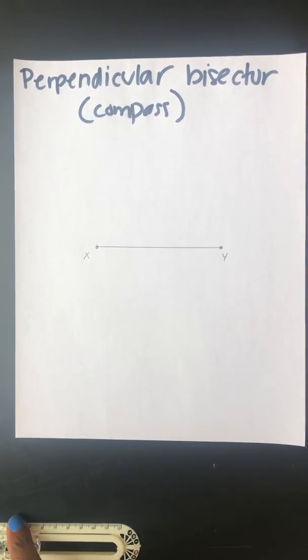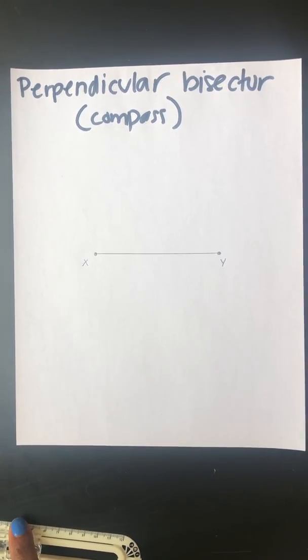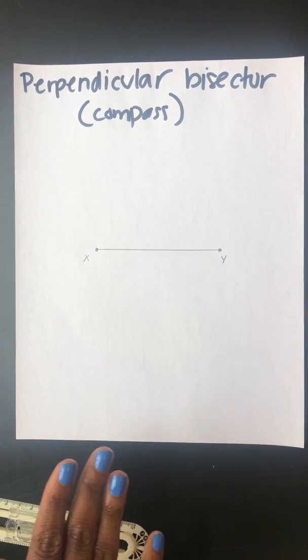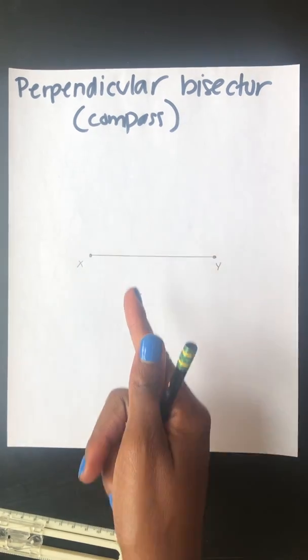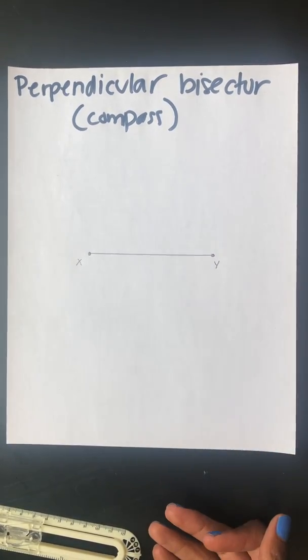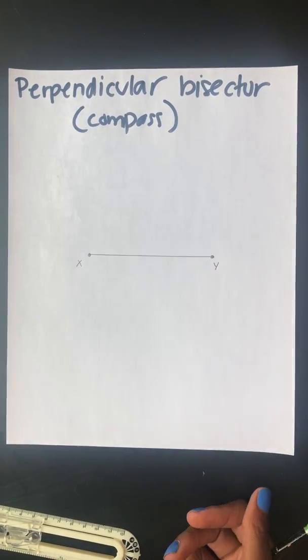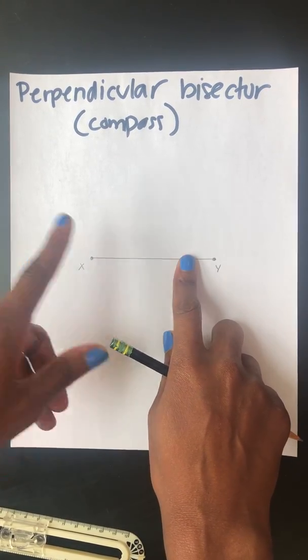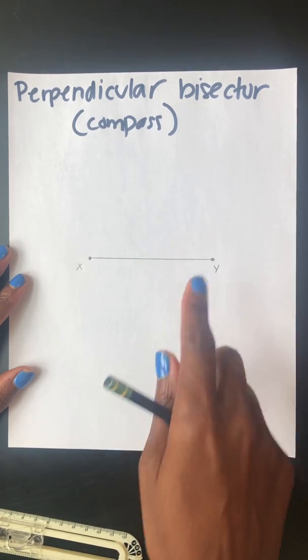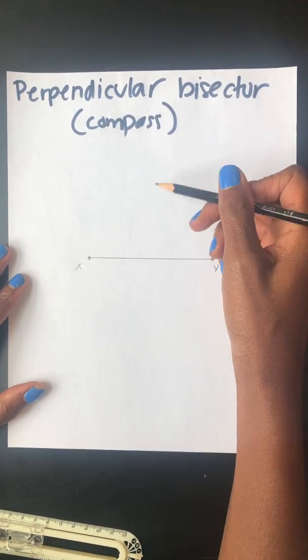What we're gonna do is create a perpendicular bisector, and I just wanna start off by really talking about what a bisector is. So a bisector is a line that cuts another line in half, creating 90-degree angles, and when it cuts it in half, it means that these two parts are gonna be congruent, or the same length. So a perpendicular bisector is gonna look something like this.